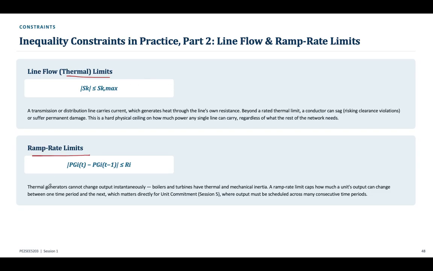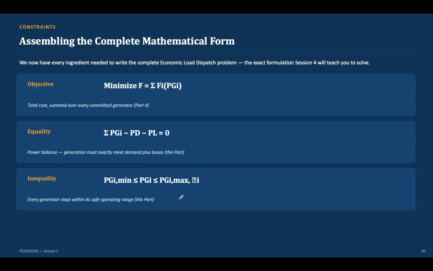So thermal generators cannot change output instantaneously because they consist of boilers, turbines, and mechanical inertia. They have mechanical and thermal inertia. So the ramp rate limit caps how much a unit's output can change between one time period and the next, which matters directly for unit commitment. That's a later chapter. Okay, so when you assemble the complete mathematical form, we now have every ingredient needed to write a complete economic load dispatch problem, right? The exact formulation and how to solve it will come back in session 4.